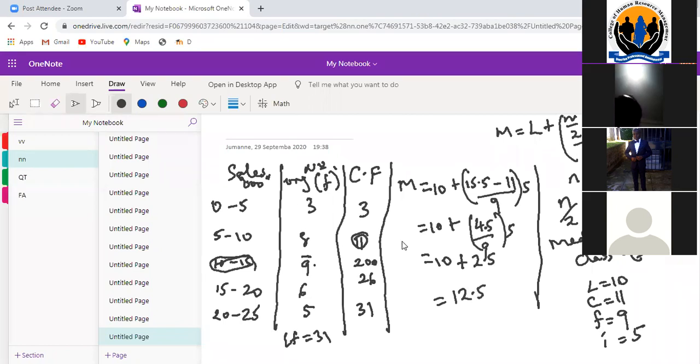And now, as you get the answer, you always look at the values that you are given on the classes. If they were in thousands, then you have to multiply 2.5 times 1,000, so that you can get 12,500. That is actually the median sales for that particular case.